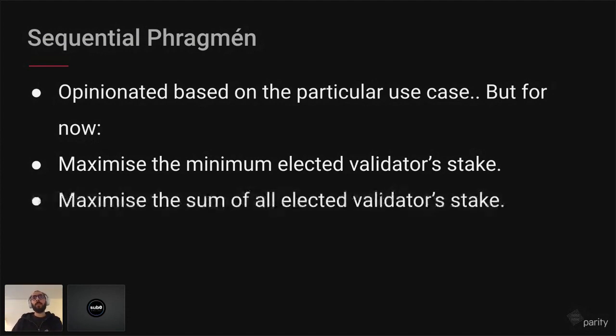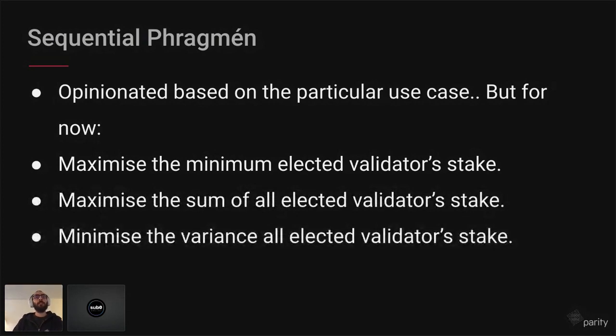And maximize the sum of all stakes. So we want to have as many tokens as possible bonded in our staking system. And minimize the variance of all the elected validator stakes to have the least amount of variability among them. So the difference between the most backed validator and the least backed validator is somehow minimized. So you would have a more fair system.